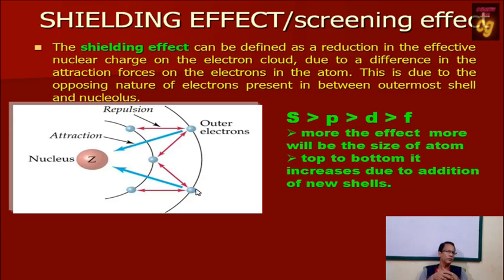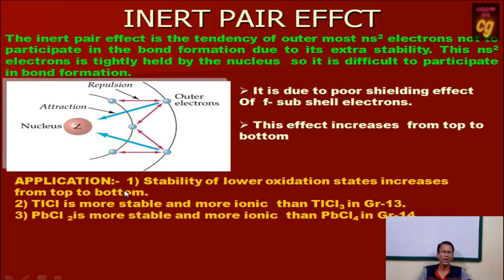So this is a very important property, how this shielding effect changes along the group and periods. Then another important effect is the inert pair effect. The very important thing is the inert pair effect. What is the inert pair effect? Inert means stable, pair means two electrons.